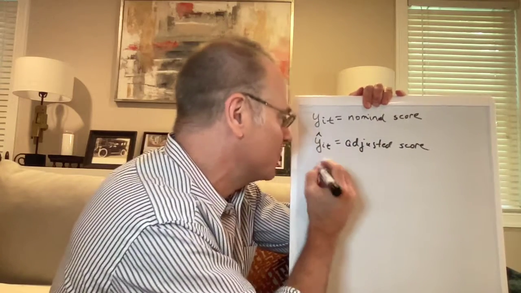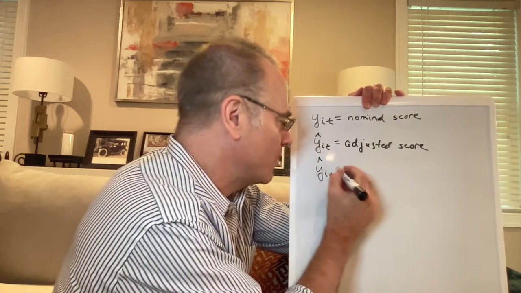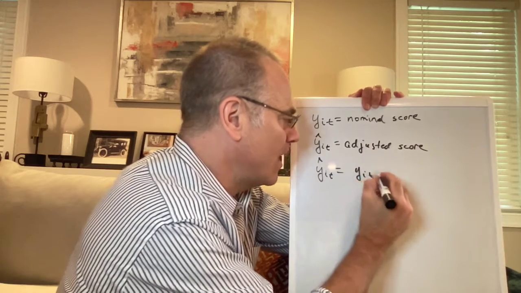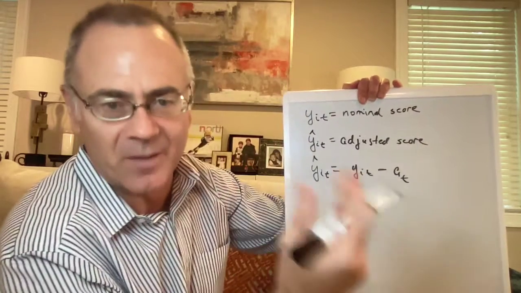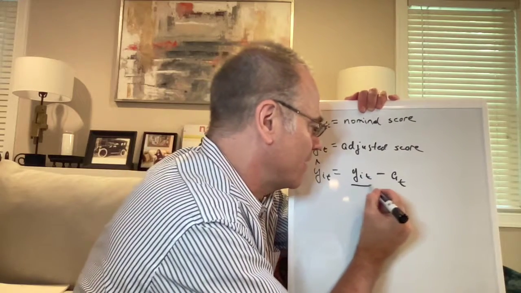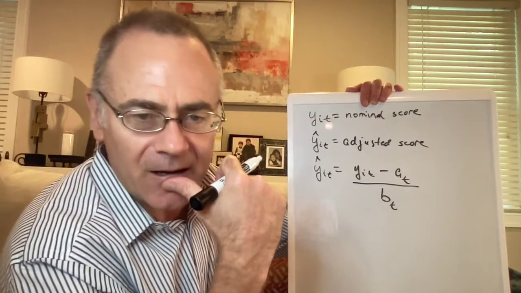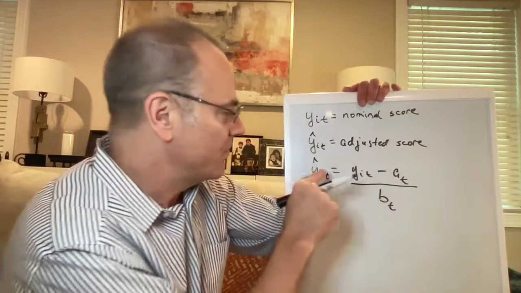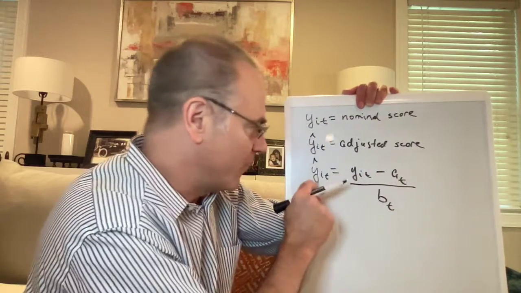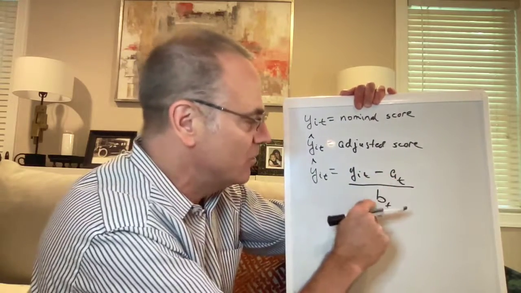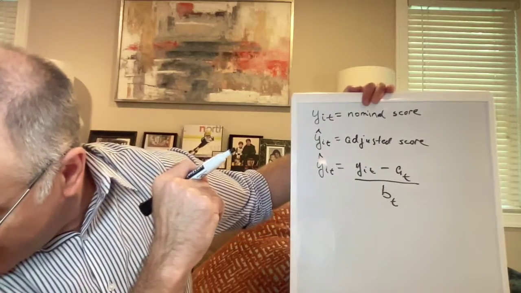Anyway, what we assume is that Y hat IT, the adjusted score, equals Y_IT minus A_T, where A_T is a parameter that we estimate, divided by B_T. So how would this be? If Y_IT was the Fahrenheit temperature and we're converting to Celsius, A_T would be 32, B_T would be 9/5.